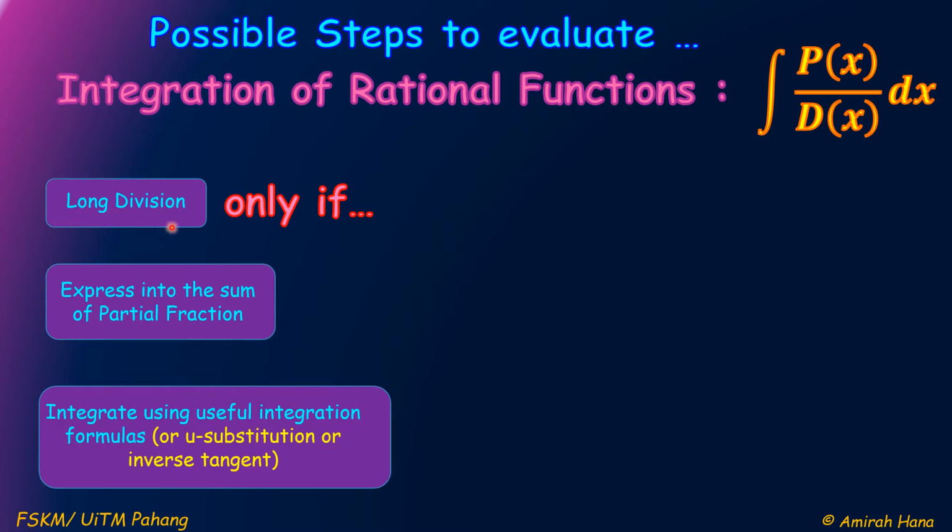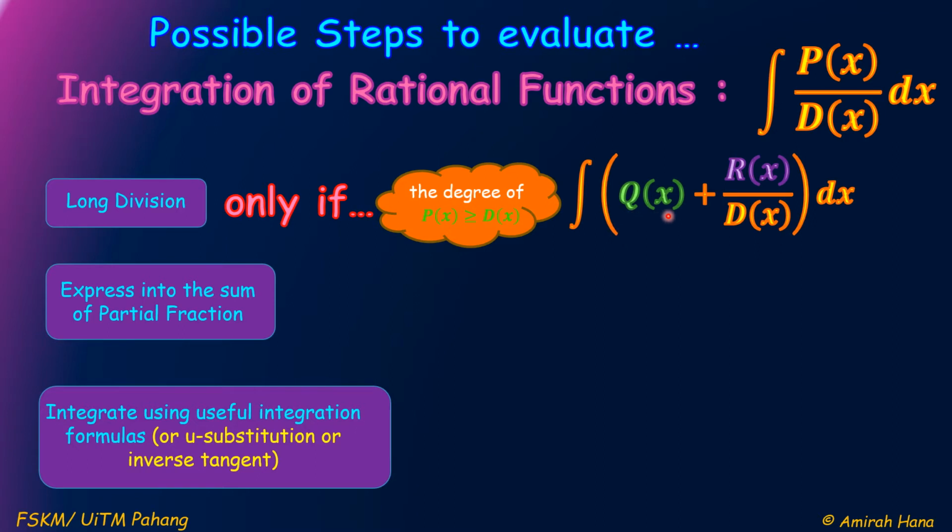We just do a long division only if the degree of the numerator is greater than or equal to the degree of the denominator. After we do a long division, we need to write Px over Dx in the form of Qx plus Rx over Dx. Qx here means the quotient and Rx means the remainder. We will discuss this later.